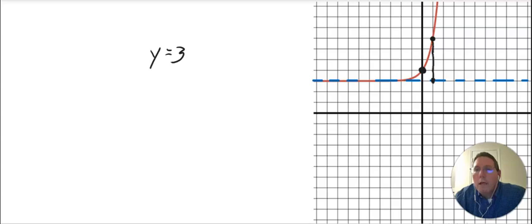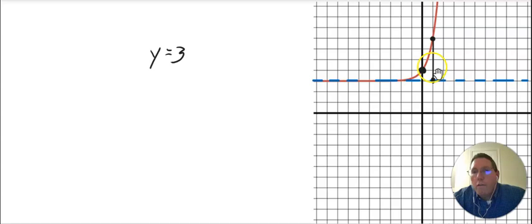I could probably do a better job if I use a straight line. There we go. Whoops, that's not exactly right. Let's try it one more time. All right, from here, there we go. Look at that. Okay, look at this vertical line right here.